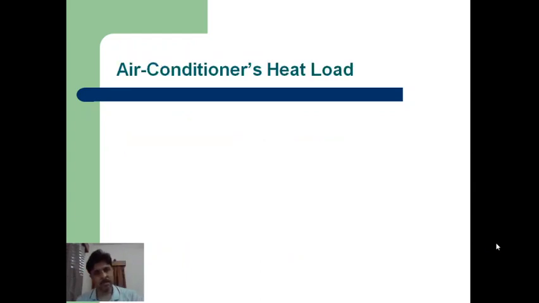Now let us start with heat load. Basically, in domestic air conditioning, as we all know, we have three systems. First, the most commonly used system is the window air conditioning system. Second is known as the split air conditioning system, and the third one is the centralized air conditioning system. In this presentation we will focus only on the window air conditioning system.